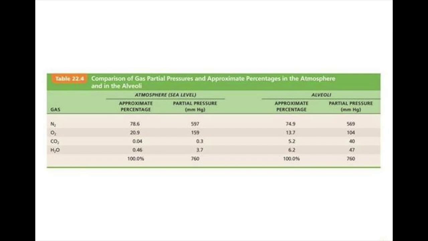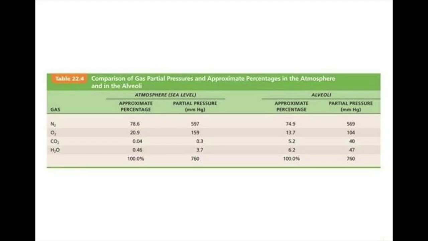Looking at this table, you will see four of the gases that are regularly circulating from atmospheric air into our bodies. We will be focusing on the middle two rows, on oxygen and carbon dioxide. This table tells us pressures and partial pressures of gases in the atmosphere and in the alveoli of our lungs, meaning that this represents pulmonary ventilation.